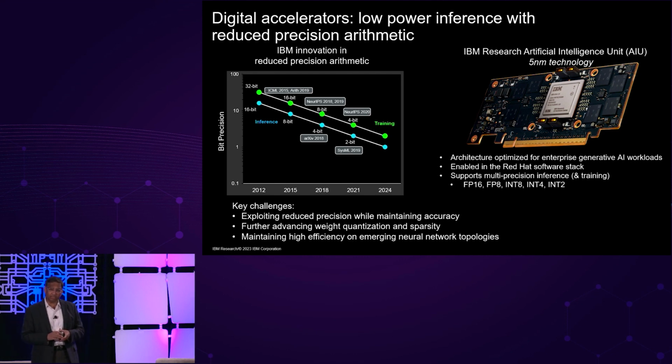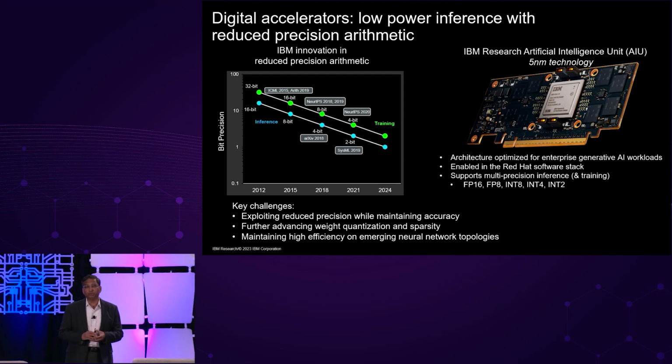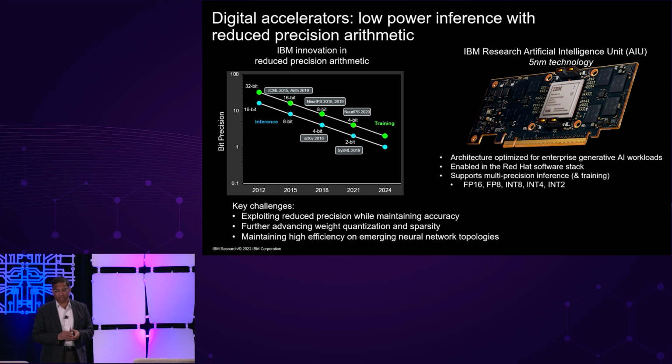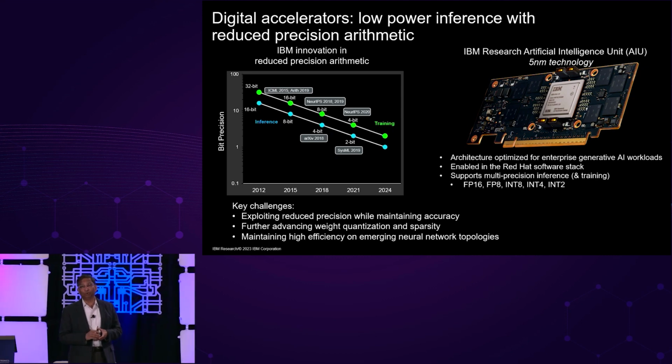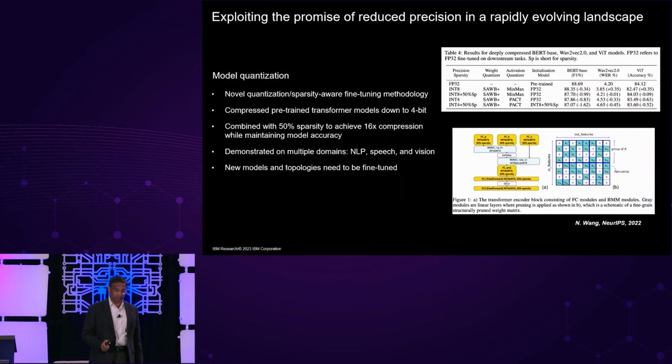In that journey, we built our own accelerator. We call it the IBM Research AIU. It's built in 5-nanometer technology, which is essentially optimized for generative AI workloads. It's of course enabled using the Red Hat software stack, and we are able to demonstrate both inference and training as low as INT4 and INT2 level. So that's the journey we are on in this part.